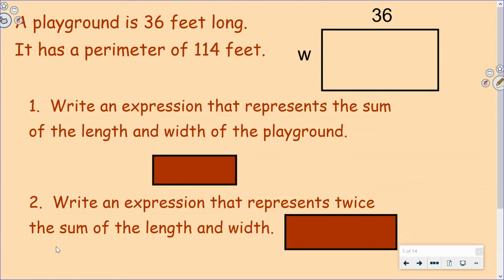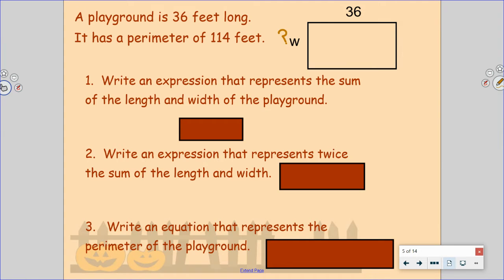So let's look at a playground, shall we? It's a playground 36 feet long. Perimeter is 114 feet. We would like to know what's the width. Now, first things first, write an expression for the sum of the length and width of the playground. Well, come on, Mr. Cowan, that's 36 plus an extra W.